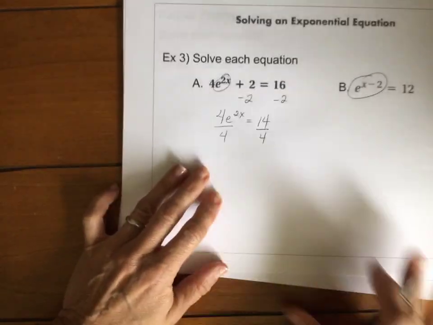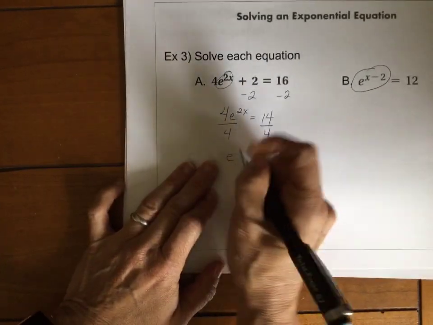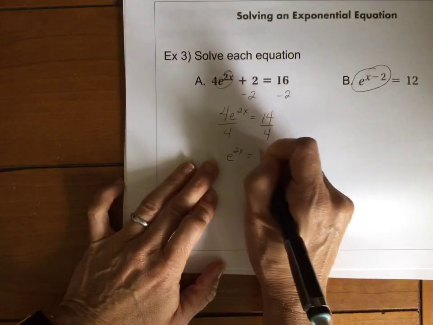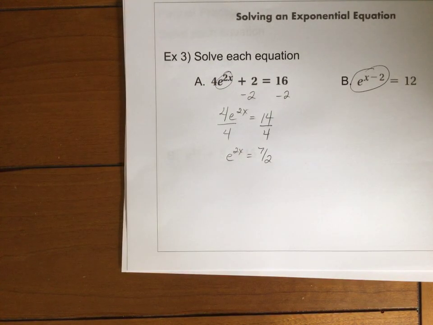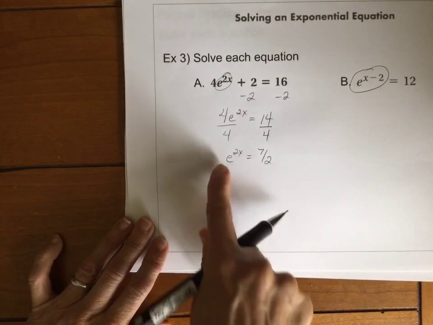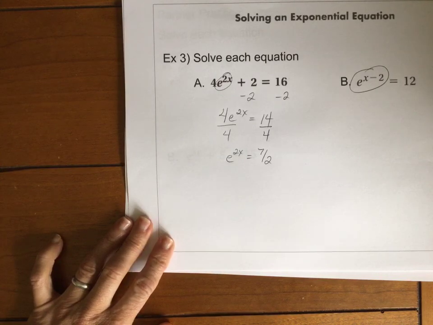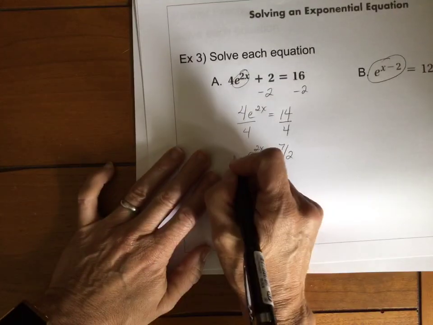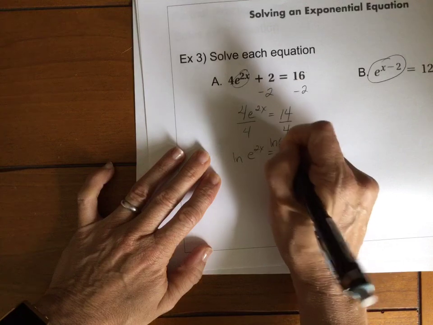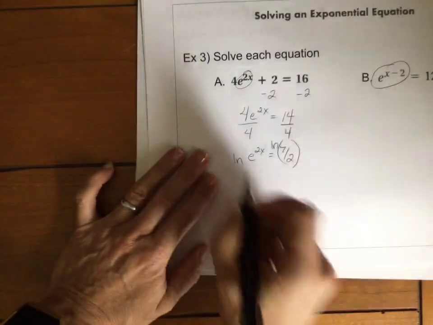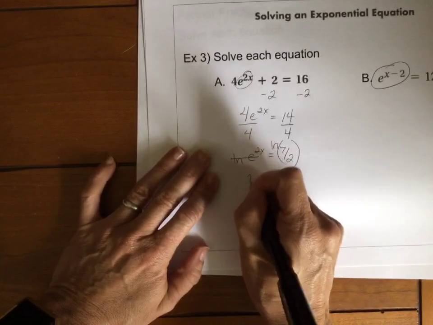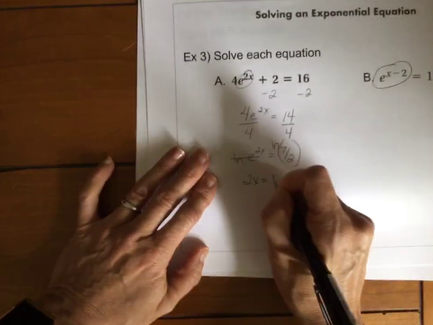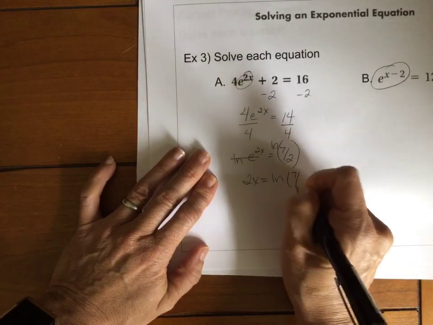So that 14/4 might be easier if you reduced it to 7/2. You also are welcome to do the decimal of 3.5. I like to keep it in fractions. And now that the e is basically by itself, I'm going to take the natural log of both sides. So I'm going to take the natural log of that and the natural log of that. This undoes each other, just like when we were solving logs. So I get 2x equals the natural log of 7 over 2.